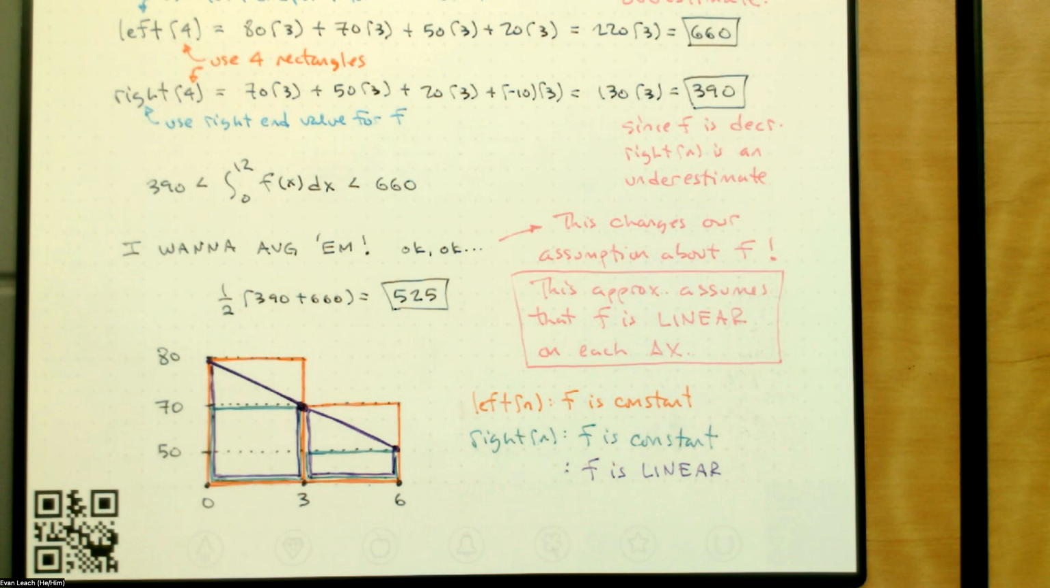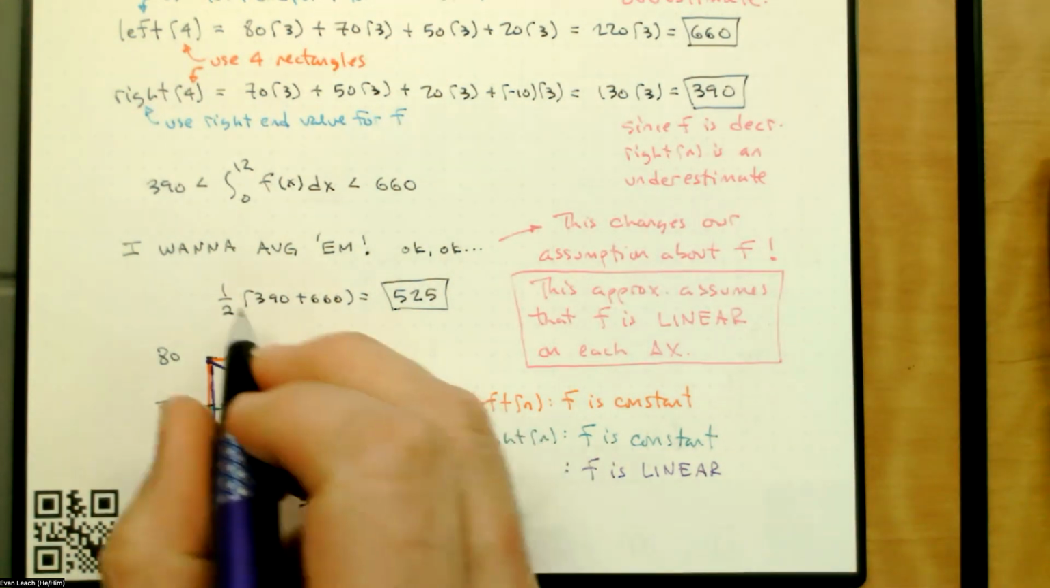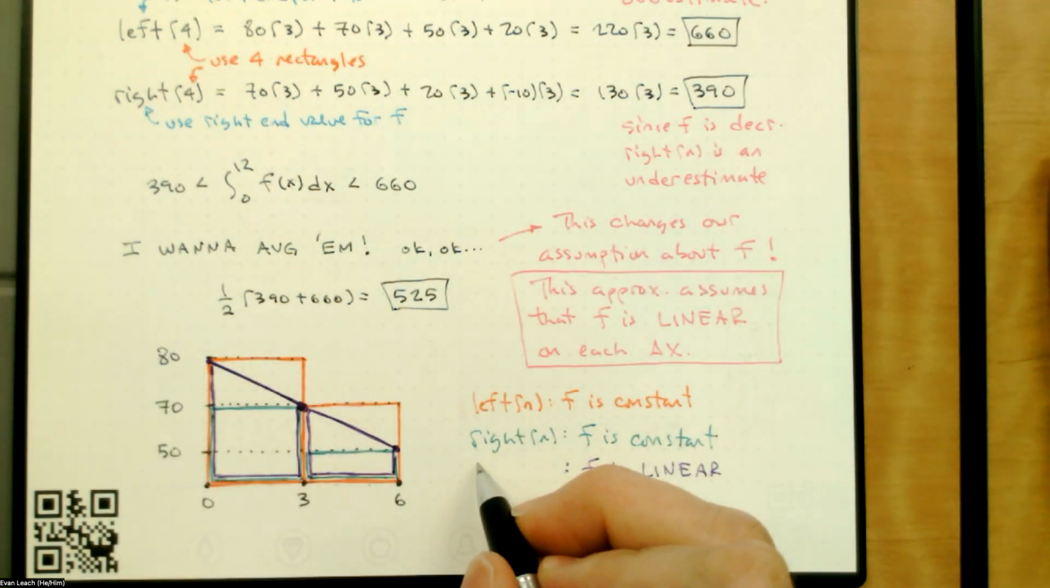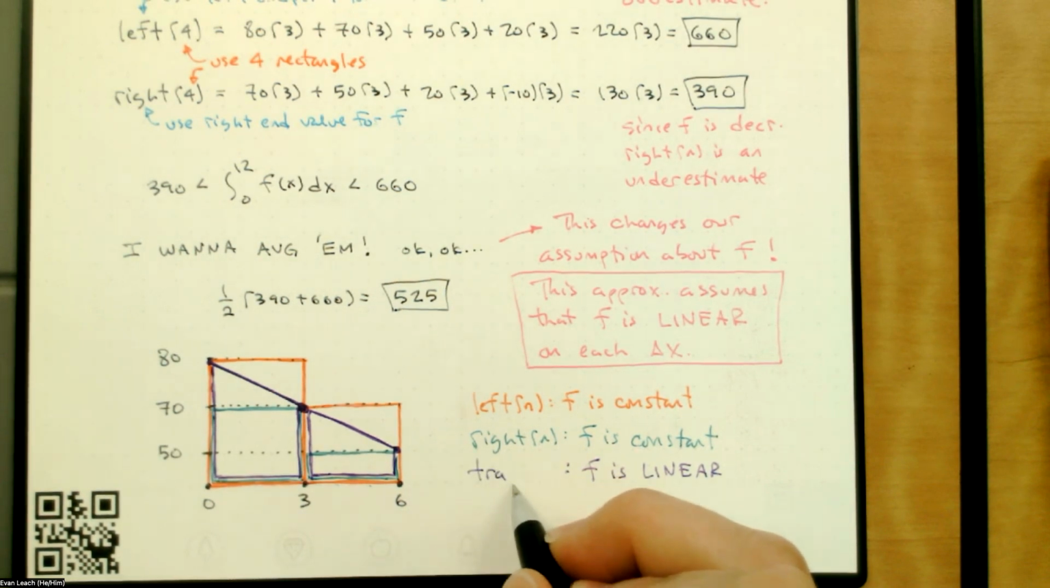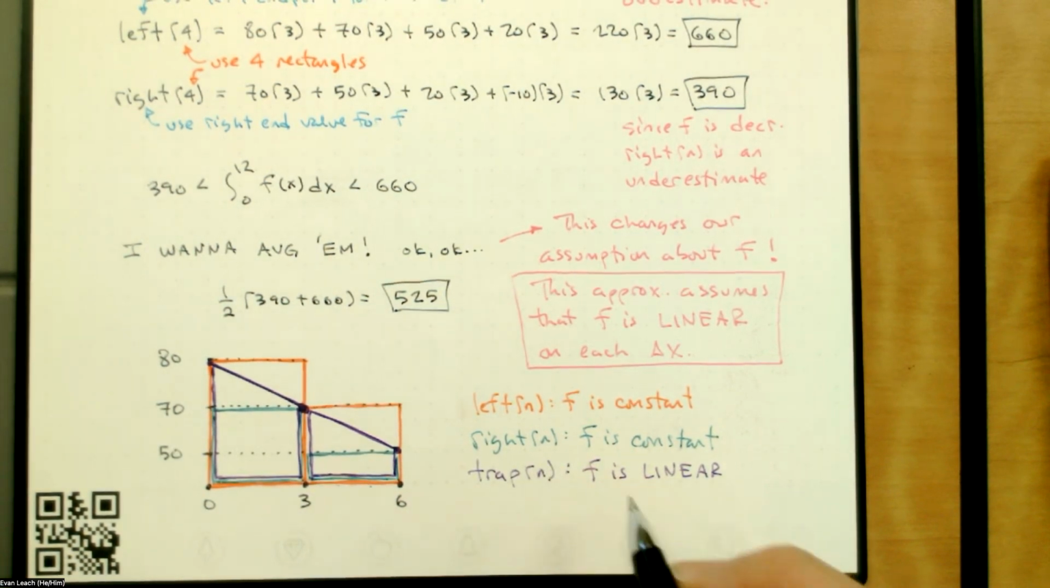That's why the formula for the area of a trapezoid looks the way it does. It's 1/2 (B1 plus B2) H. It's just base times height, but it's the average of the two bases multiplied by the height. So we call this rule, when we average the left and right, the trapezoidal rule. Because a trapezoid is just an average of two rectangles.